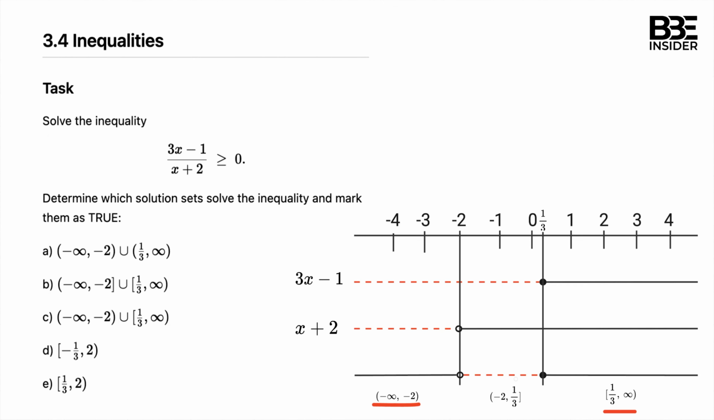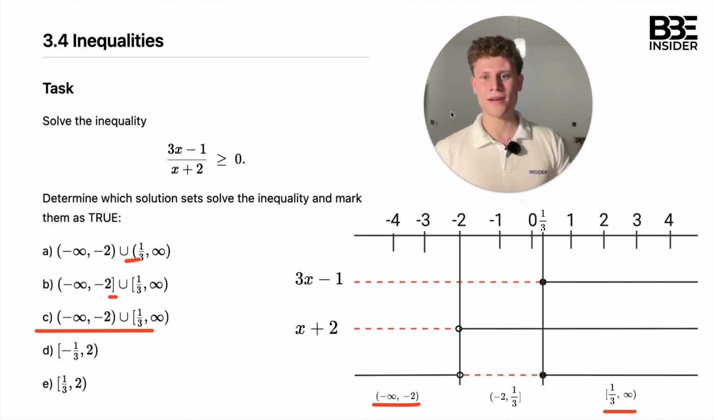If you watched the prior videos, you're already familiar with the union sign. Comparing the results with the options provided, we see that option C exactly matches our solution. The other options either incorrectly include or incorrectly exclude a boundary point, making the solution set incorrect.